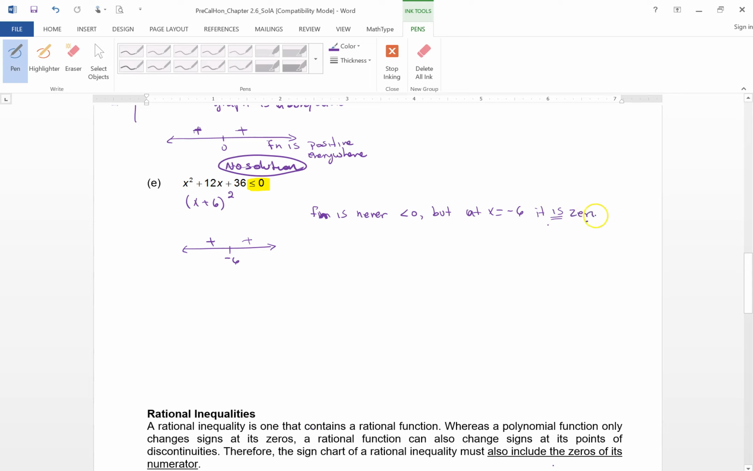Why is it negative 6? Oh, right. So the solution is just negative 6, because we're looking for the numbers where it's either less than 0 or greater than 0. There is never a case where it's less than 0, but there is one case where it is equal to 0. So please, these exceptions are ones that you have to watch out for.